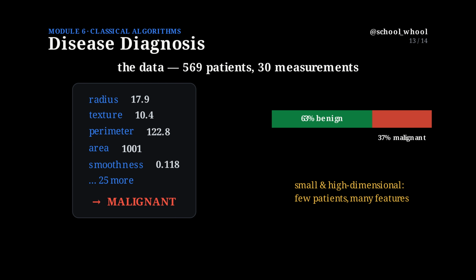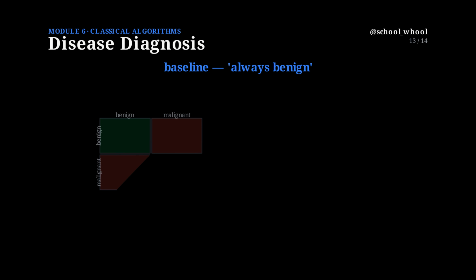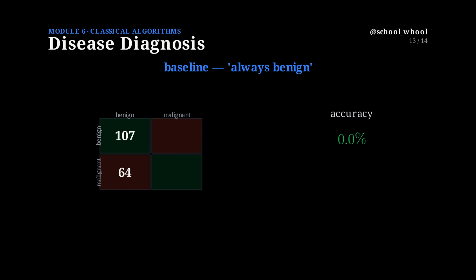Baseline first, as always. The lazy rule here, call everything benign. Because most tumors are benign, that scores 63% accuracy. On paper, not terrible. But look at the cancers. It catches none of them. Recall is 0. A model that misses every cancer is worse than useless, no matter its accuracy. Every real model must do far better on recall.